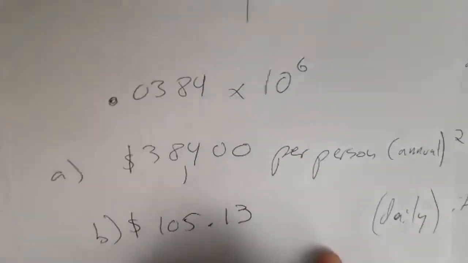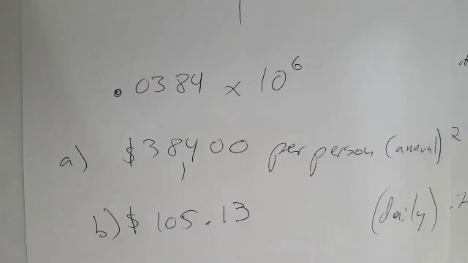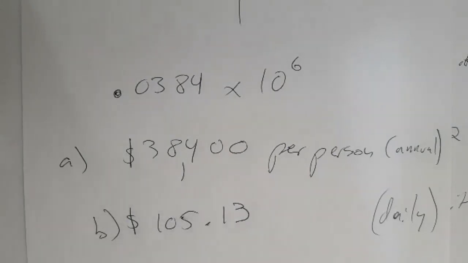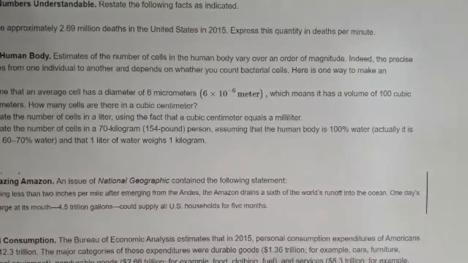Part C says, on average, about what percentage of personal consumption spending was devoted to services? Is this figure consistent with your own spending? So part C is asking about services. If we're looking at services, services are 8.3 trillion.